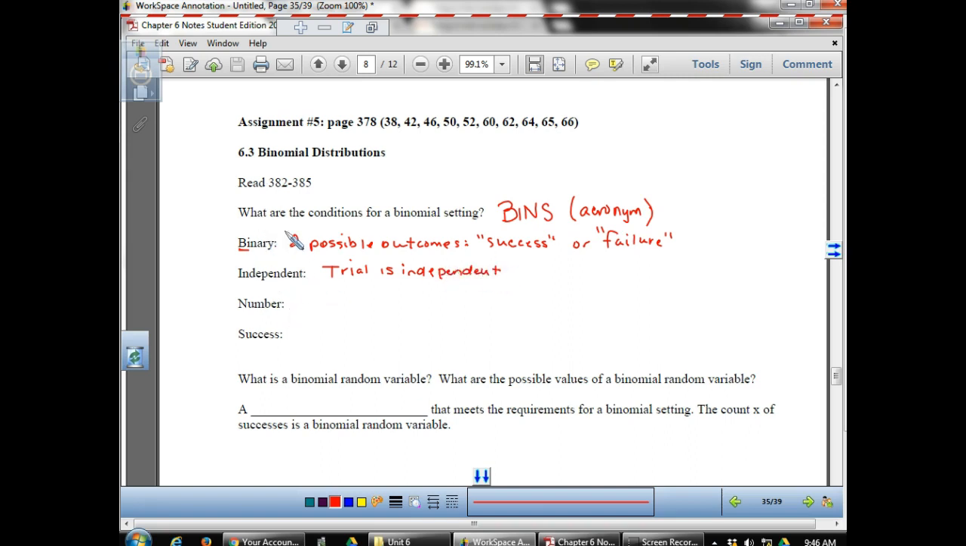Independent means that each trial is independent of the next. N, number, means that the number of trials is fixed. And then finally, S stands for success, meaning each trial has the same probability of success.